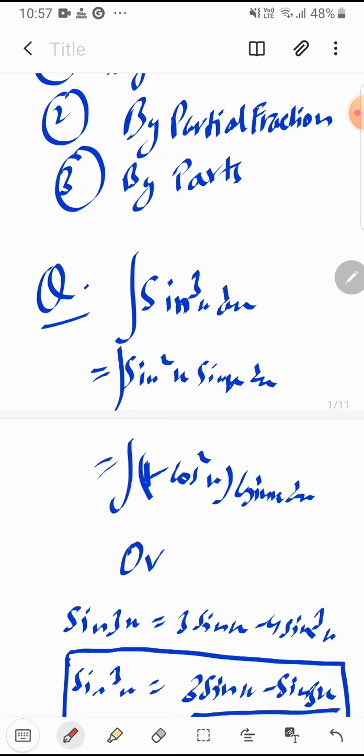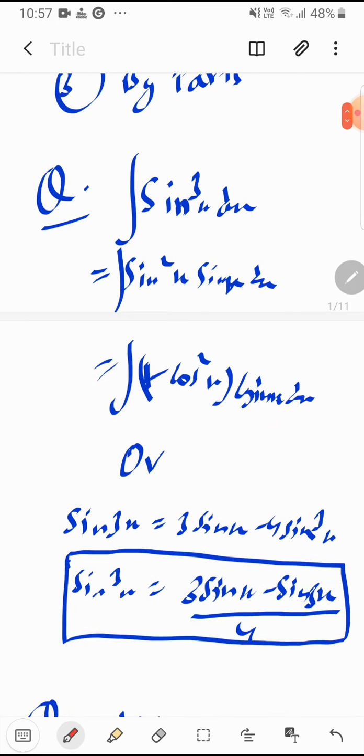This question can be done in two ways. One, we split the power of sine cube x as sine square x into sine x, and for sine square x we should put 1 minus cos square x, and sin x will remain as it is. Then by putting cos x as t, we can apply substitution and it can be solved very easily.